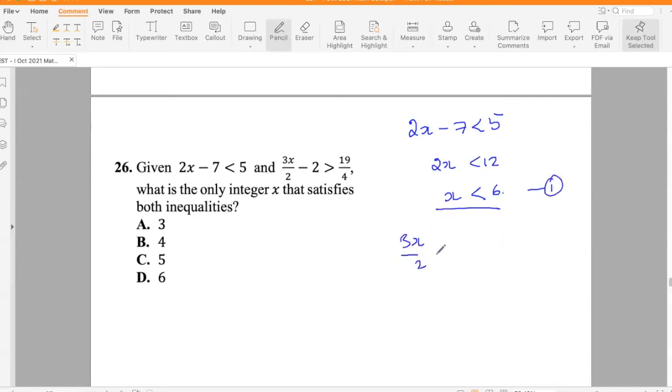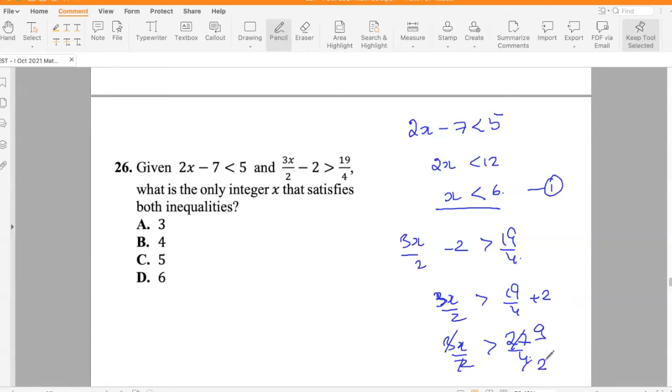And 3x by 2 minus 2 is greater than 19 by 4. So 3x by 2 is greater than 19 by 4 plus 2, which is 19 plus 8, right? 27 by 4. So 3 into 9, 2 into 2. So x is greater than 4.5. So x has to be less than 6 and greater than 4.5. So the only integer would be 5.